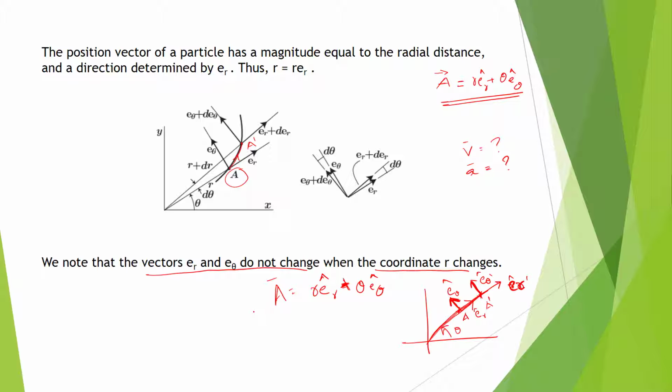So what will happen if theta changes? Here theta is varying from theta to theta plus d theta. You can see A is moving from A to A dash, so the angle is varying from theta to theta plus d theta. We have to know how to quantify this change in direction, in the sense of the change in the vectors, how the vectors ER and E theta will vary, the new ER and E theta.